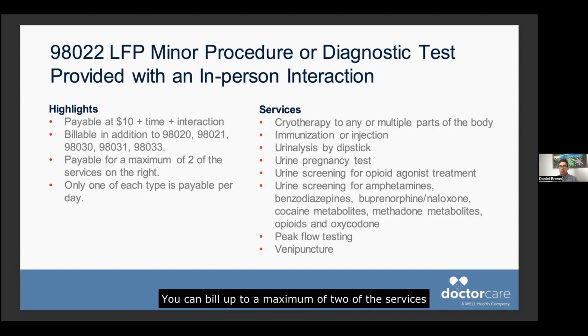You can bill up to a maximum of 2 of the services from the list on the slide here on the right side. You can bill up to 2 for a patient visit, and then only 1 of each type of minor procedure diagnostic code is payable per day per patient. Right, so if a patient comes in and you do cryotherapy and a urinalysis and a pregnancy test, for example, you try and do all 3, you can still only bill 2 units of the 98022. You can't bill for that 3rd unit of it. It's up to 2 units per day. And then you'll also bill alongside that 98022 an interaction code.